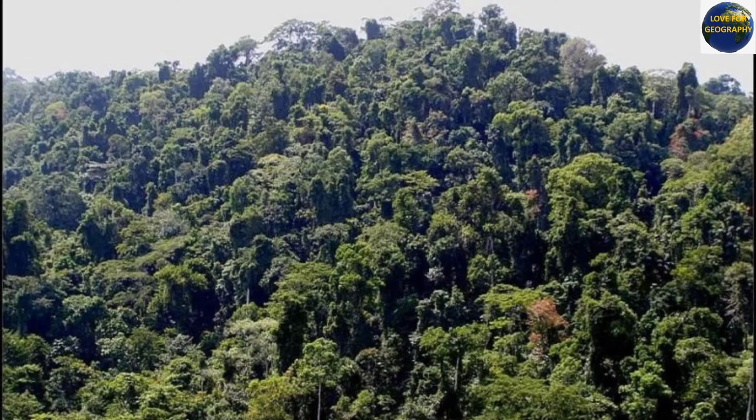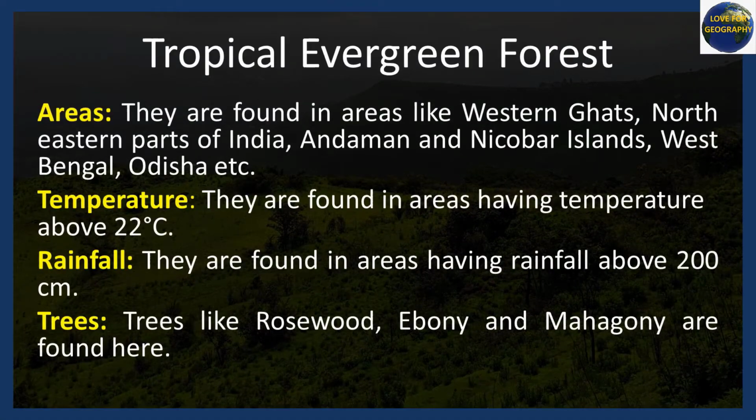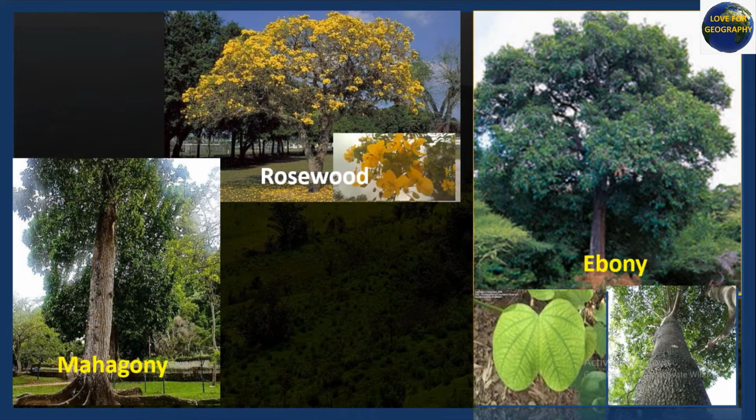There is no definite time for the trees to shed their leaves. That's why forests appear green throughout the year. Trees found in this forest include rosewood, mahogany, ebony, etc. Ebony creates a very dense canopy which is impenetrable for sunlight. Rosewood is found in impure stands. Mahogany is found in an inaccessible forest belt due to the dense growth.